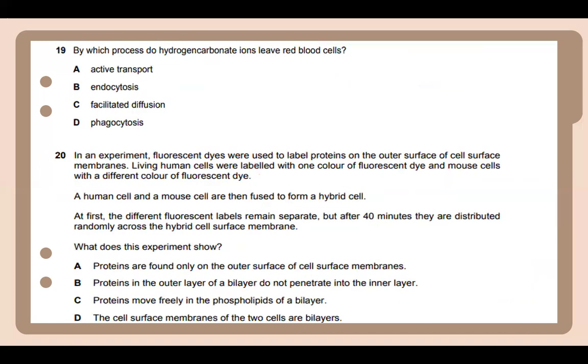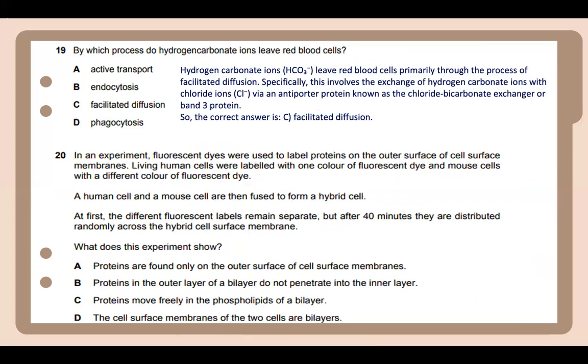By which process do hydrogen carbonate ions leave red blood cells? Hydrogen carbonate ions leave red blood cells primarily through the process of facilitated diffusion. Specifically, this involves the exchange of hydrogen carbonate ions with chloride ions via an antiporter protein known as the chloride bicarbonate exchanger, or band 3 protein. So the correct answer is facilitated diffusion.